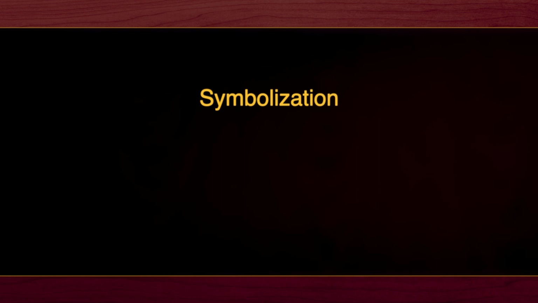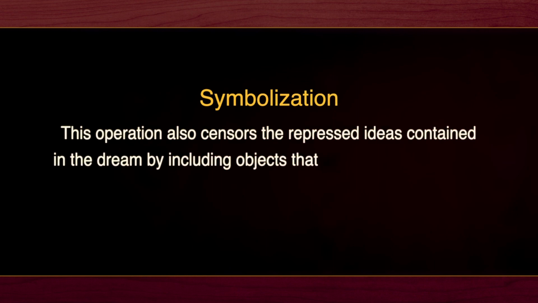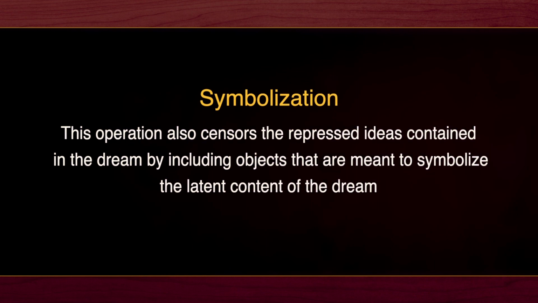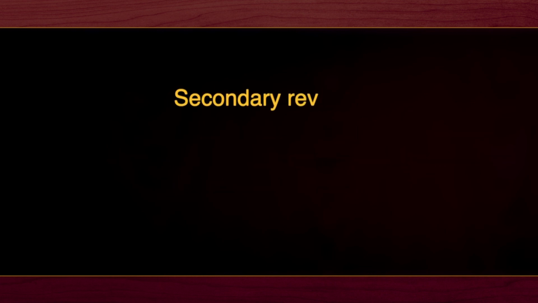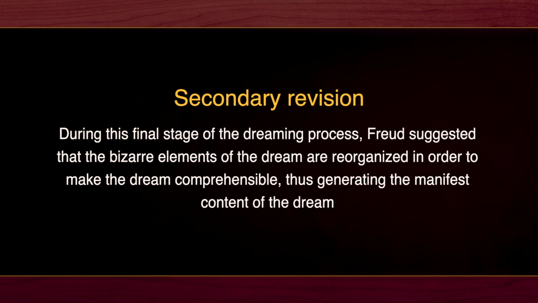Number three, symbolization. This operation also censors the repressed ideas contained in the dream by including objects that are meant to symbolize the latent content of the dream. Number four, secondary revision. During this final stage of the dreaming process, Freud suggested that the bizarre elements of the dream are reorganized in order to make the dream comprehensible, thus generating the manifest content of the dream.